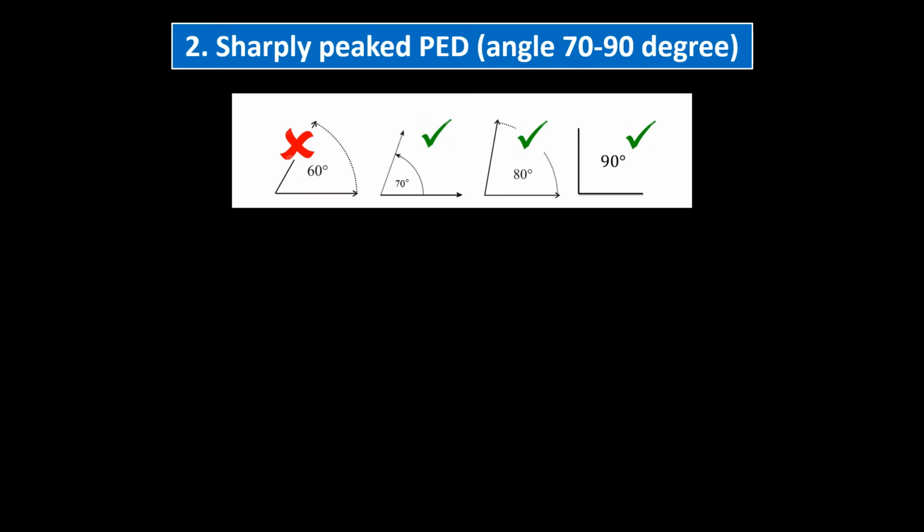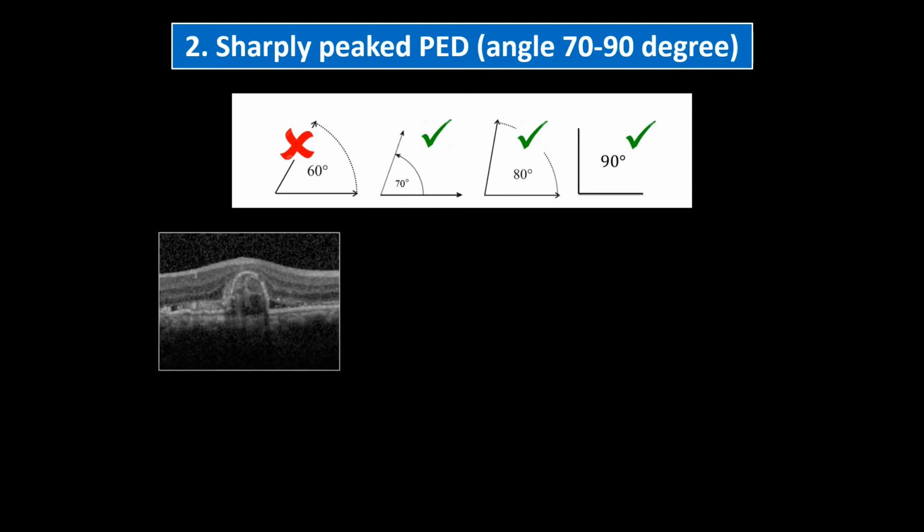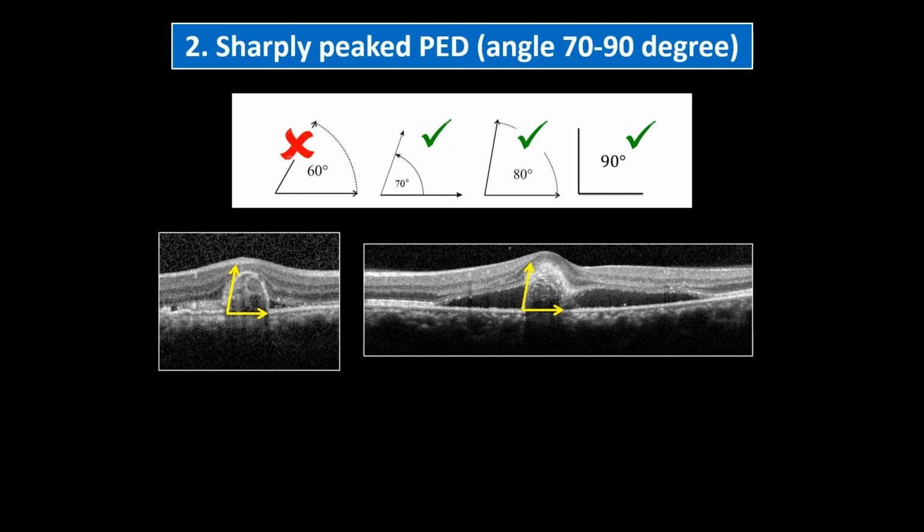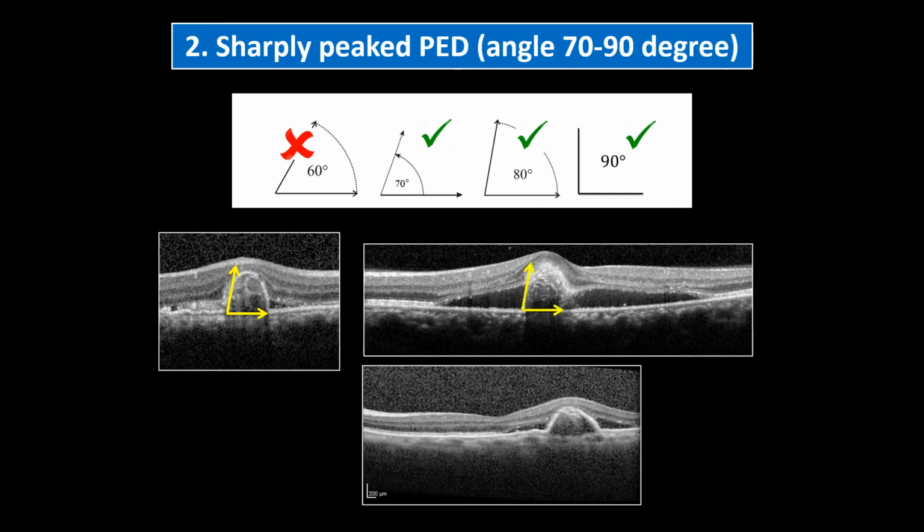The next criterion is sharply peaked PED with an angle between 70 to 90 degrees. So we can scroll and look through each B-scan OCT and see whether the angle of the border is 70 to 90 degrees or not. For example, this PED, the border I think is approximately 80 degrees. And this one nearly 90 degrees. And this one approximately 70 degrees.